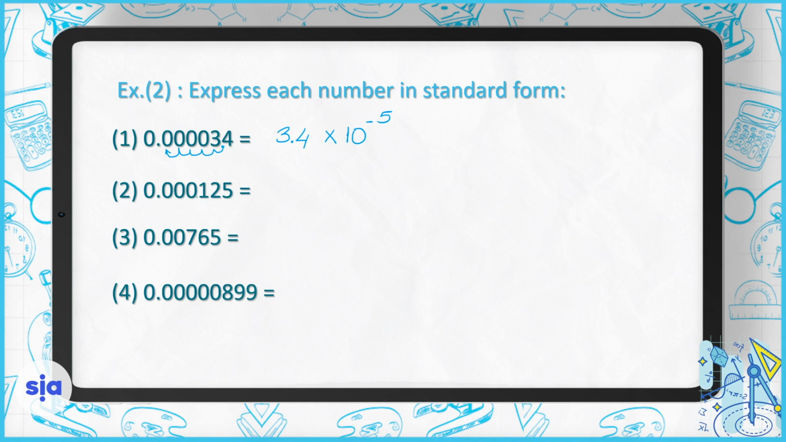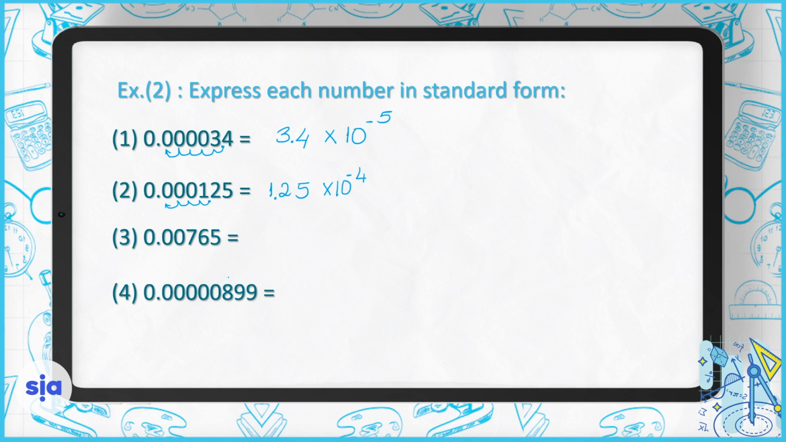Same thing for question 2. We write the numbers 125. We place the decimal in here, and then we go left. 1, 2, 3, 4. So times 10 to the power of negative 4.